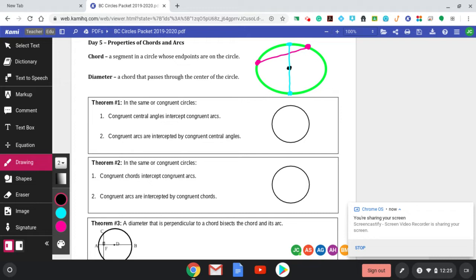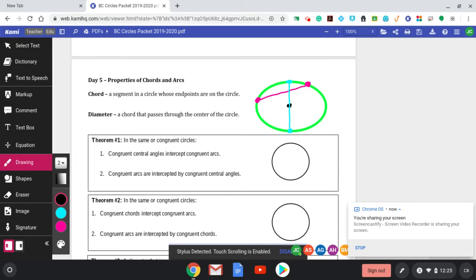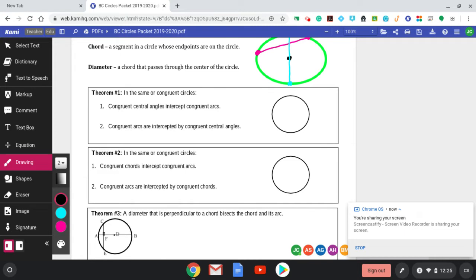Just a quick recap of what a chord and a diameter are. A chord is a segment where the endpoints are on the circle, so that's my pink segment right there. A diameter is still considered a chord, but it has to go through the center, and that's my blue segment right there. Chord being pink and diameter being blue. Let's jump right into the facts that we are going to eventually use in our proofs. The first one deals with central angles and arcs.